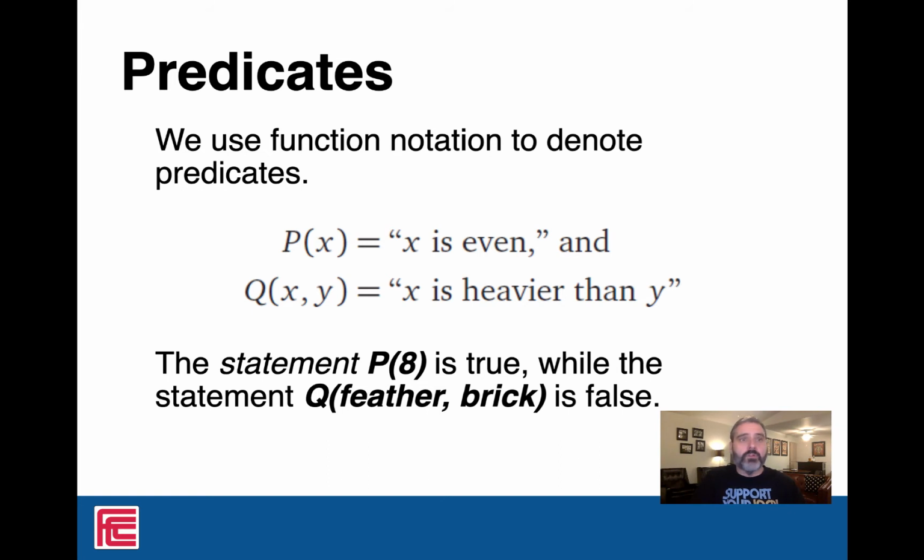You can have multiple variables, right? It can depend on more than one thing. So Q of x and y: x is heavier than y. Here we can use that as a function, plug in x for x, y for y, and then see if that statement is true.